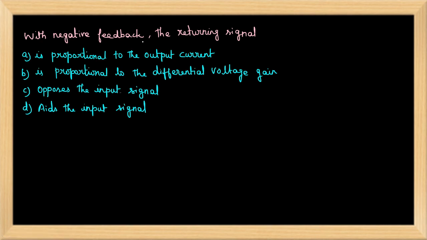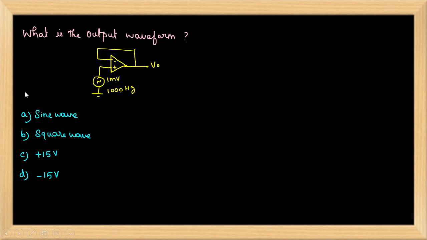With negative feedback, the returning signal. When you give a negative feedback in a circuit, it will oppose the input signal. So what is the output waveform? Actually, this is the circuit diagram of the voltage follower. They already mentioned that voltage follower follows the input signal. So here the input is a sine wave, so the output also will be a sine wave.